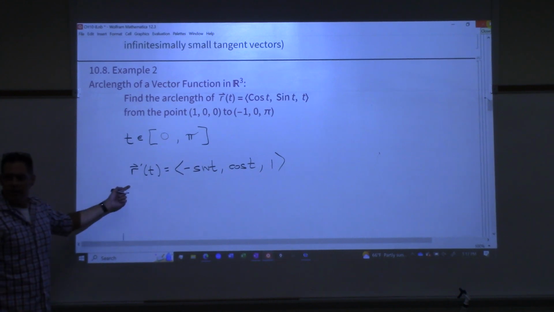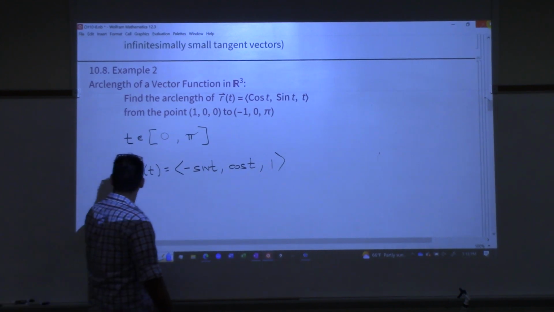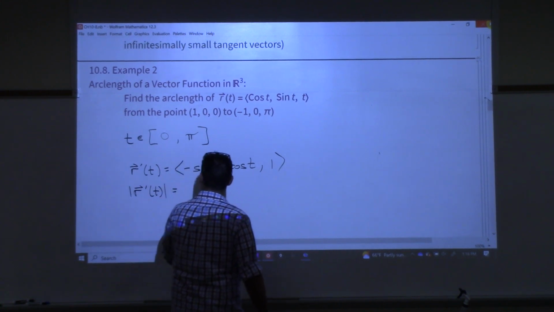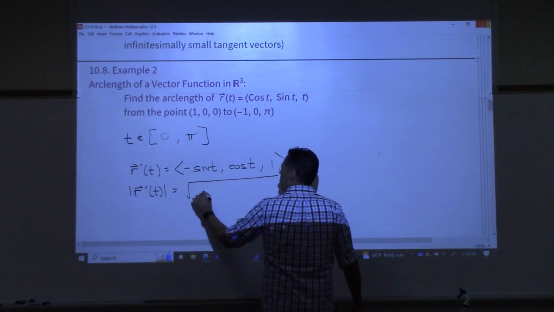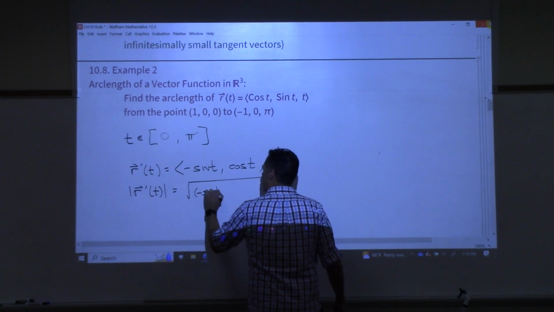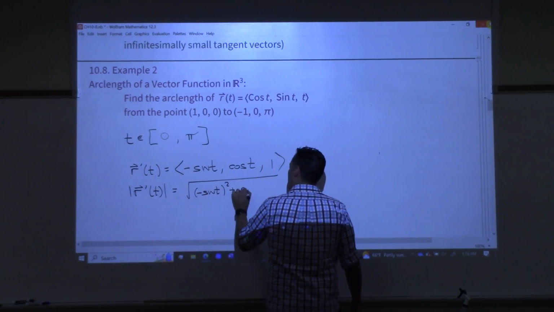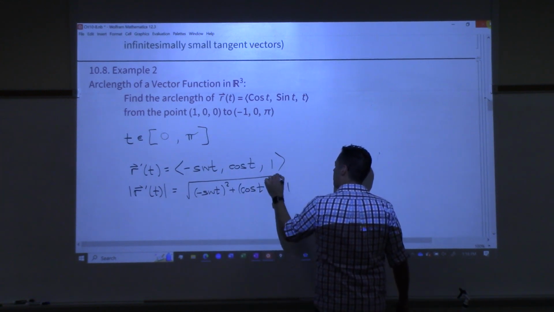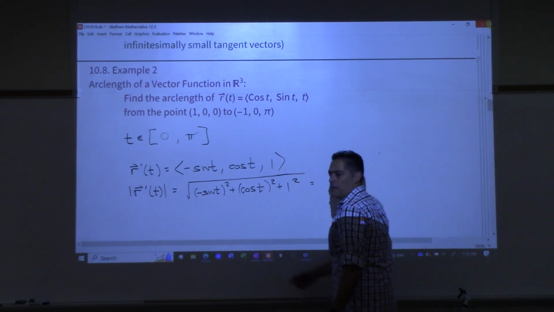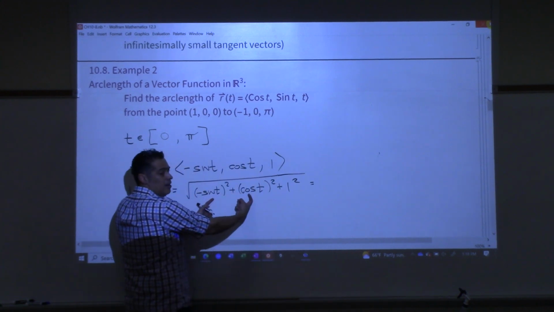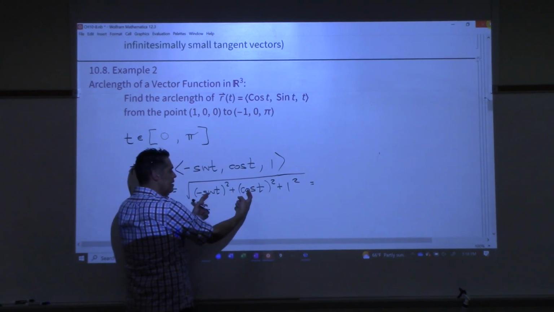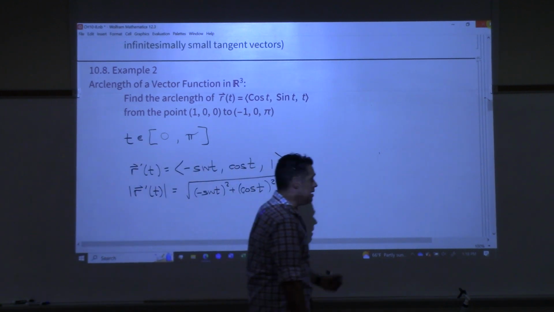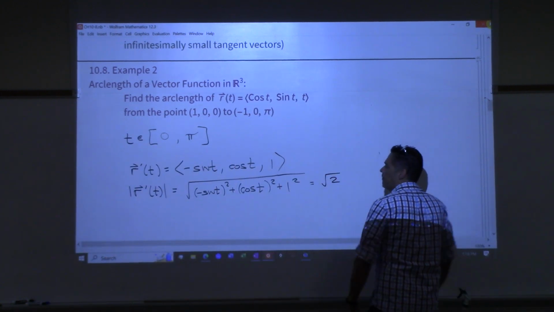There's our derivative. Magnitude. After I do this, I'm going to integrate it. So the magnitude is going to be the square root of, very similar to the previous problem, except we have that third piece. These first two, that's going to be the Pythagorean identity. So that's going to give me a 1, and then I'm going to have plus 1, so this should just be root 2. Another constant. We got lucky again.